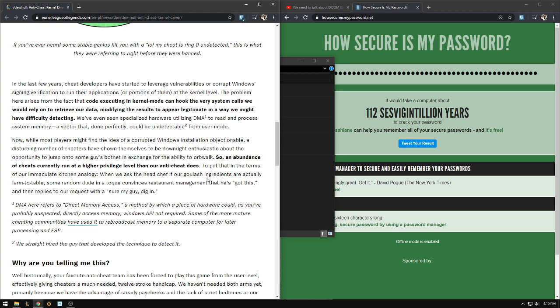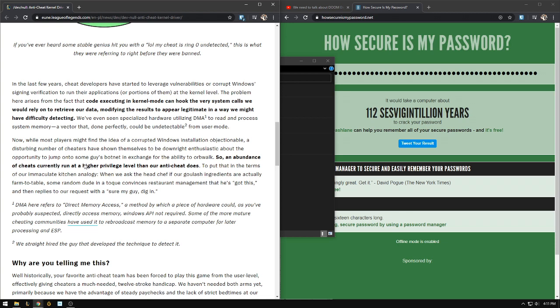Isn't that crazy? That kind of problem arises from the cheat running at a higher level than the anti-cheat is. Because if the cheat is able to modify these system calls or hook things that the game is required to read, it has an advantage over the anti-cheat. We'll continue reading here. "We've even seen specialized hardware utilizing DMA to read the process system memory, a vector that, done perfectly, could be undetectable from user mode.